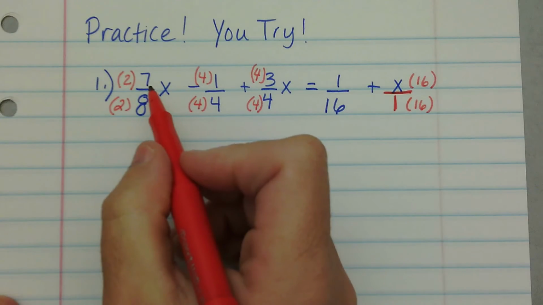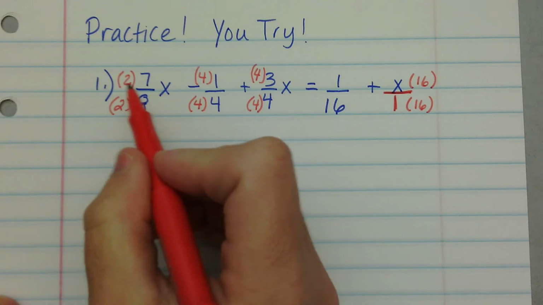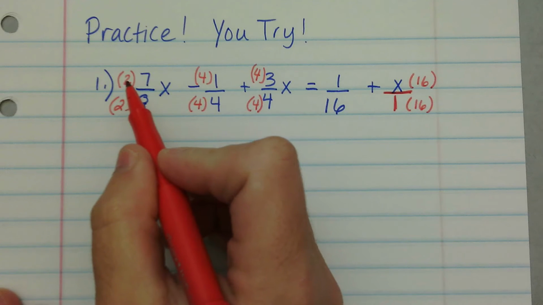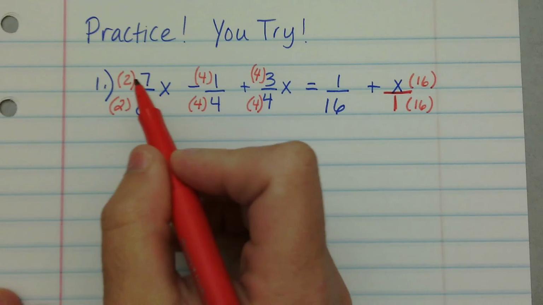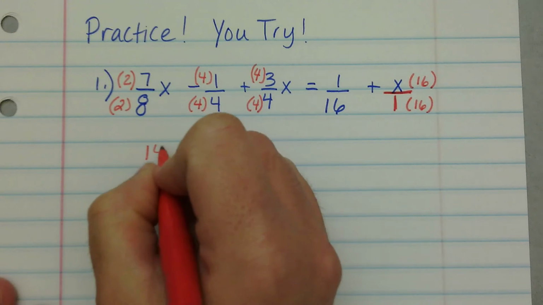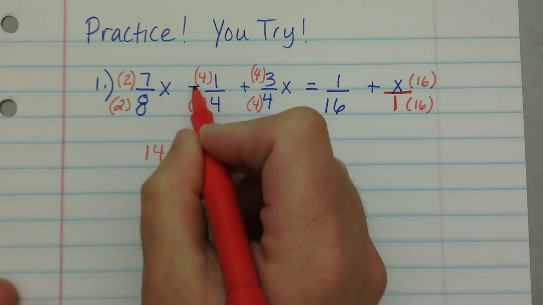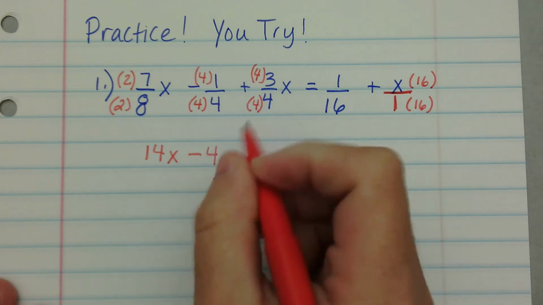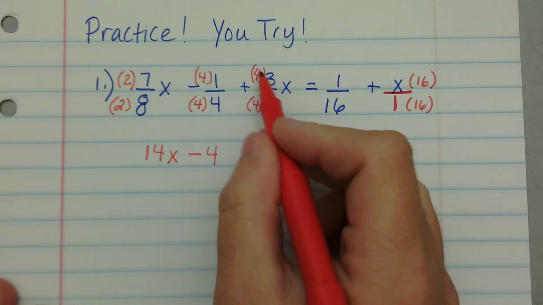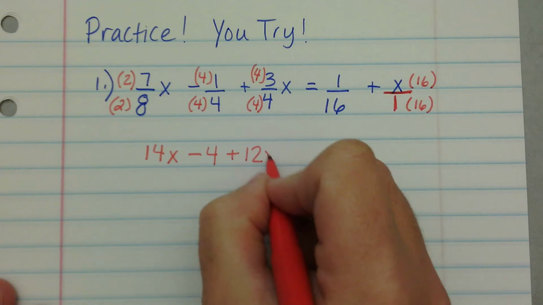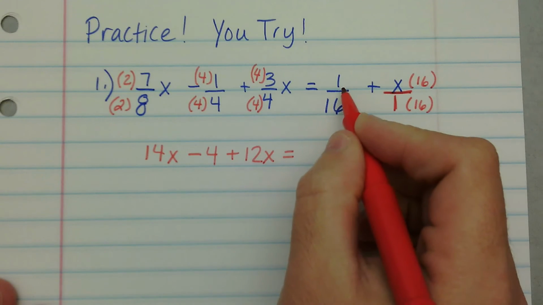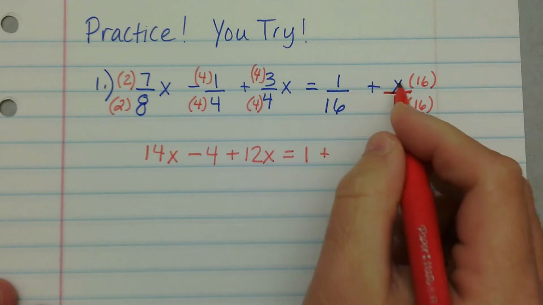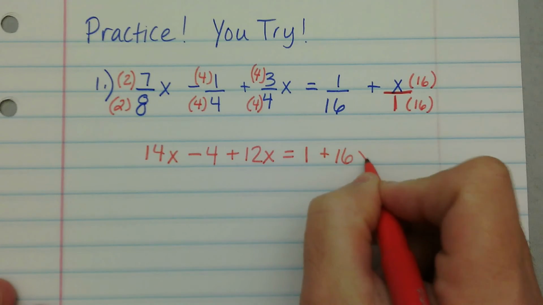Remember, we're not just rewriting the top. We have to rewrite what we get after we make the equivalent fraction. So this is really 2 times 7, not just 7. So 2 times 7, this is going to be a 14x. This is a negative 1 times 4. That's a negative 4. This is a positive 3 times 4. That's a 12 with an x. This we didn't do anything to because this was already 16. So we're just going to put the 1. And then x times 16 is 16x.